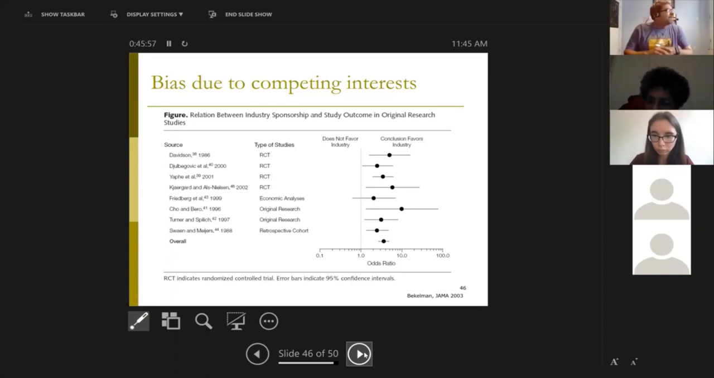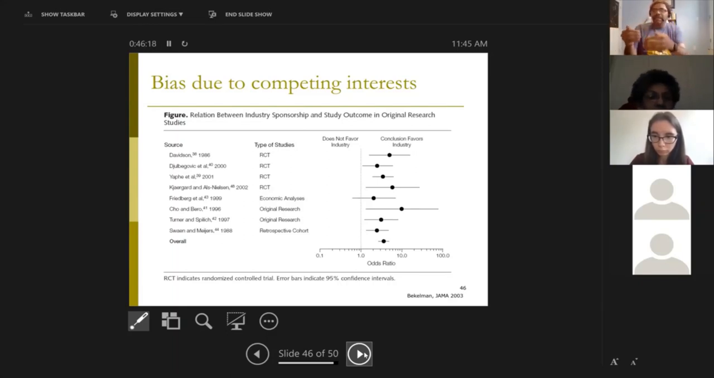okay? I mean, it's a miracle to see an industry-sponsored trial showing our drug sucks, right? You never see anything like that ever in the literature, right? So invariably, there is also a publication bias, that positive trials are likely to be published and negative trials will get buried by the industry.